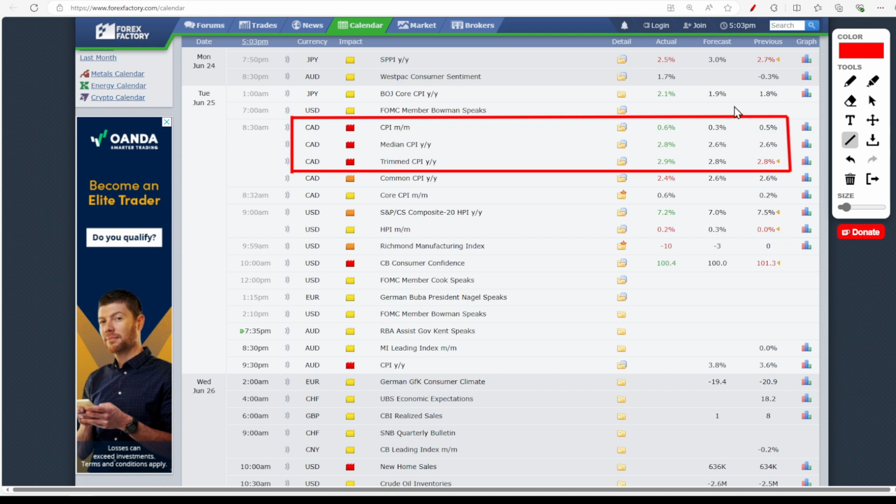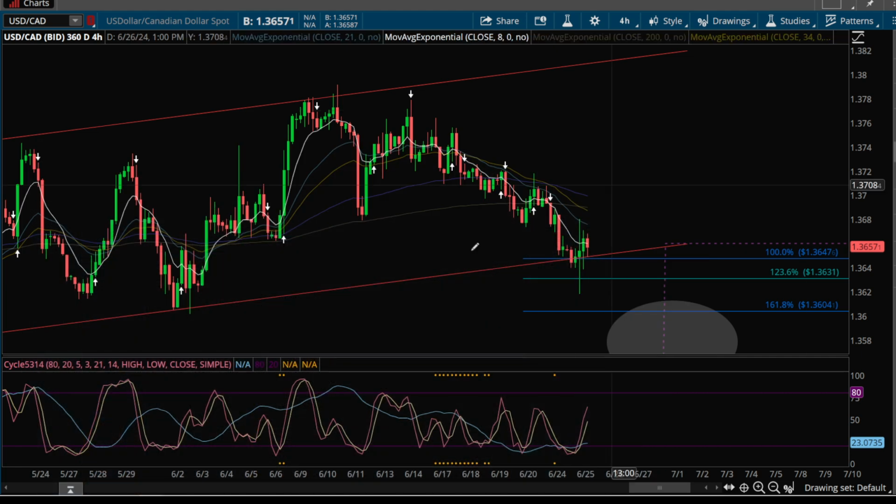Their unemployment's at 6.2%. Their GDP's flat, and now inflation's starting to tick back up. They can't raise rates. They're planning on cutting another 2 times this year, and inflation's ticking up. So that's not a good print for the Canadian dollar.